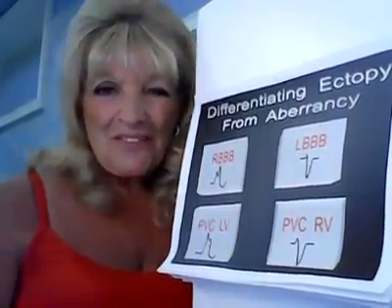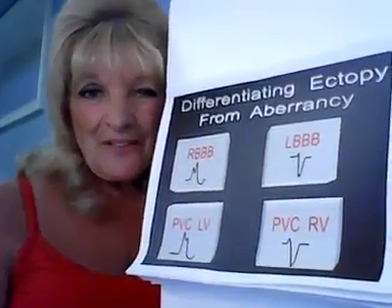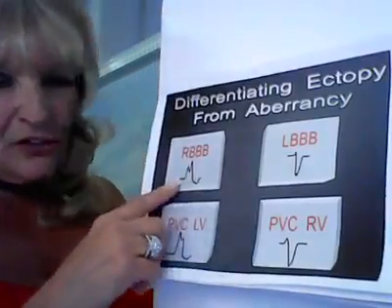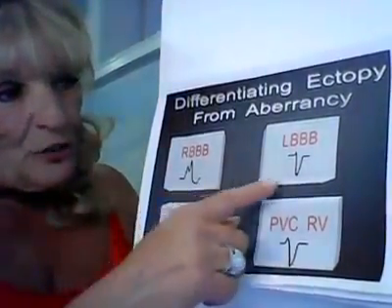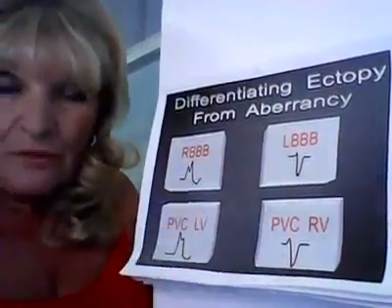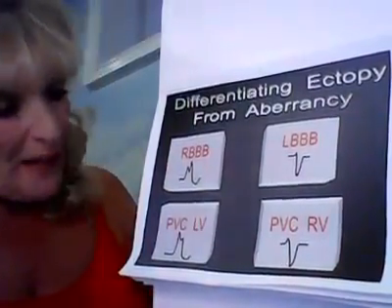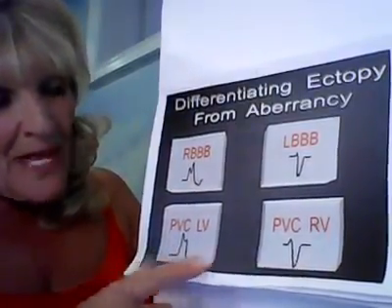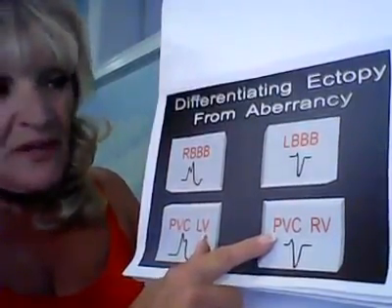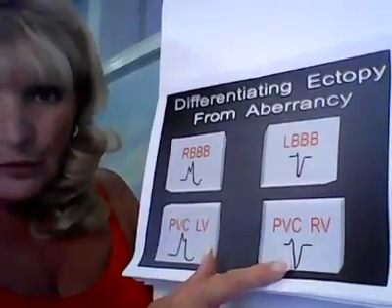So what I want to teach you is the configuration of a right bundle branch block and why it looks like that. I'm going to show you the configuration of a left bundle branch block and why it looks like that. I'm going to show you what a PVC from the left ventricle looks like. And I'm going to show you a PVC from the right ventricle and what that looks like.